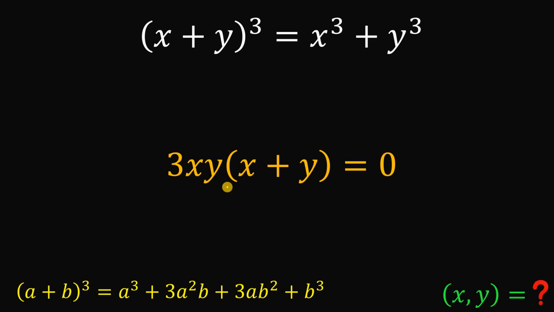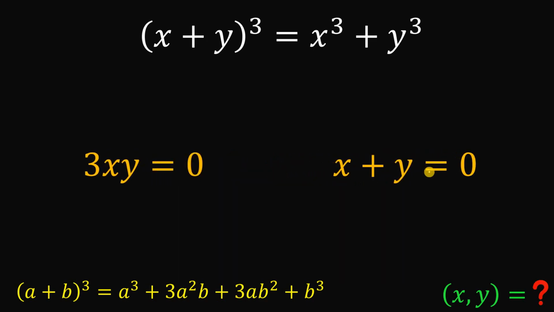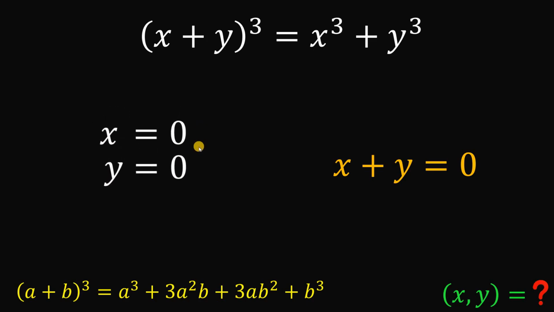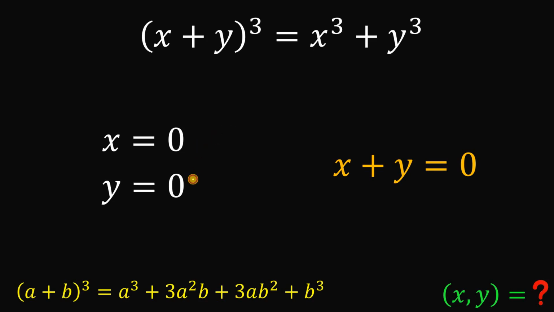Now, since it is equal to 0, it follows that at least one of them must be equal to 0. So we can say that 3xy = 0 or x + y = 0. Now, let's focus on this first result. So what do we know? If 3xy = 0, if we divide both sides by 3, we get xy = 0. And since this product equals 0, it follows that x = 0 or y = 0.